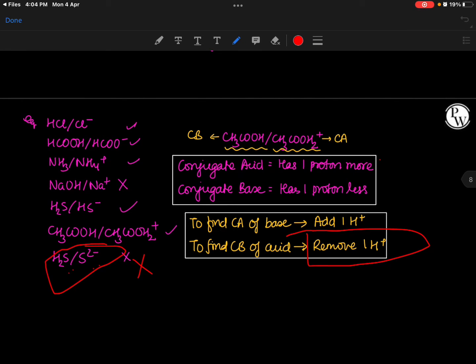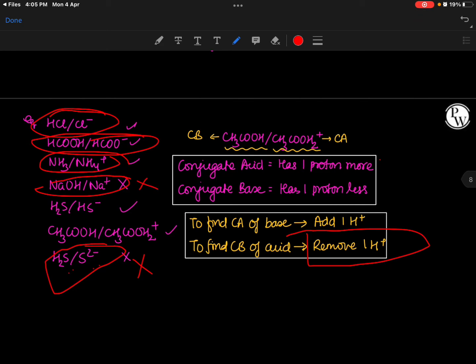HCl and Cl minus are a conjugate acid base pair because there is a difference of one H plus. HCOOH and HCOO minus are a conjugate acid base pair because there is also a difference of one H plus. NH3 and NH4 plus are also a conjugate pair because of a difference of one H plus. And NaOH and Na plus are not a conjugate acid base pair because the difference is not H plus, it is OH minus. H2S and HS minus are also a conjugate acid base pair.